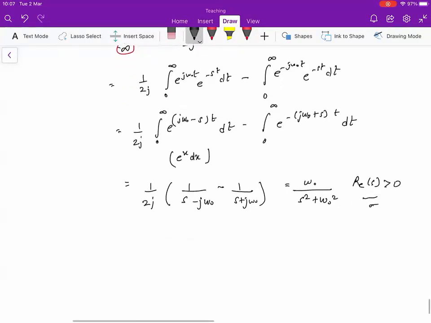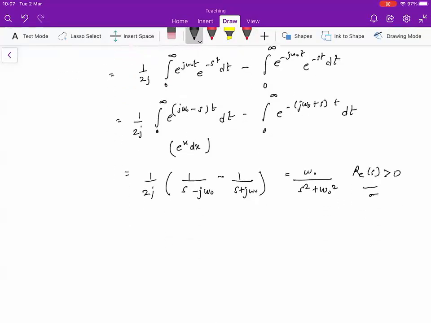Okay, and so we need to know where the poles are and where the zeros are. The poles are where these values go to 0. So the poles are at s equals plus or minus j omega naught. That's where the poles are.